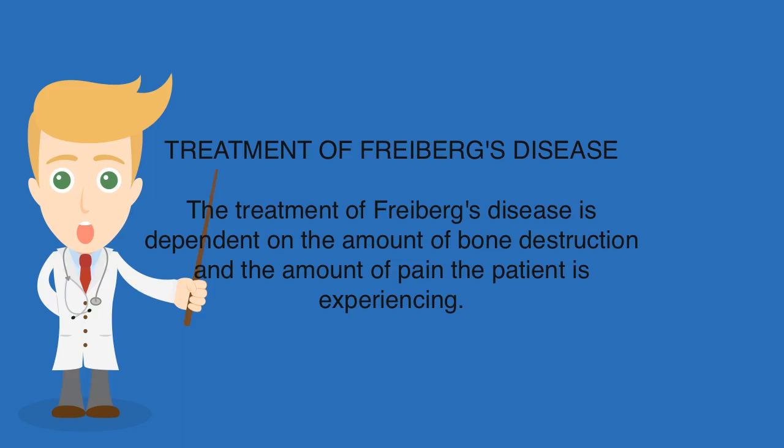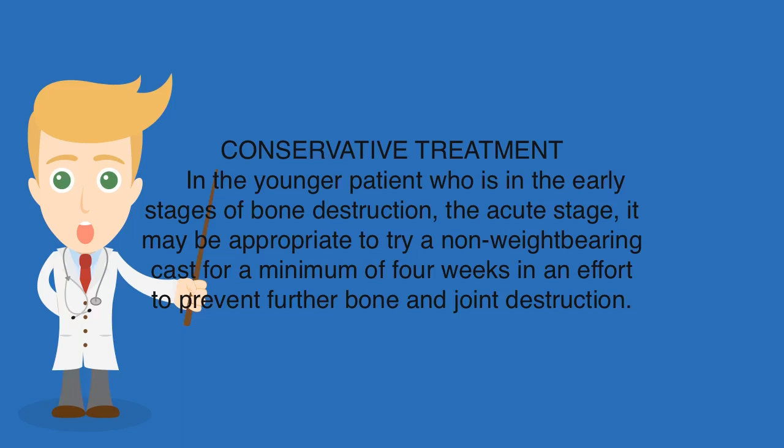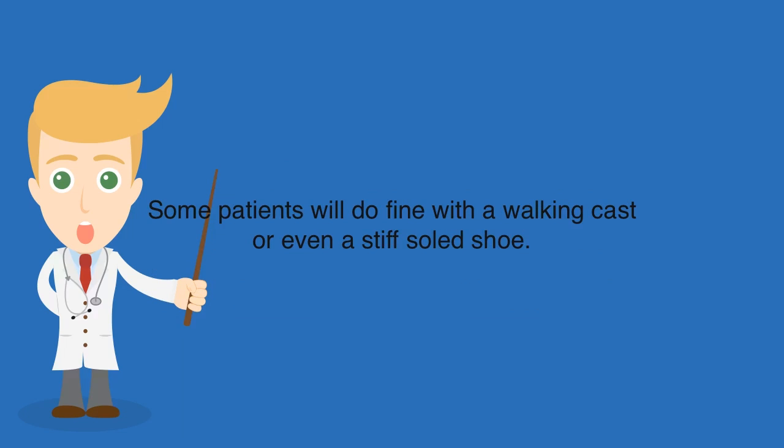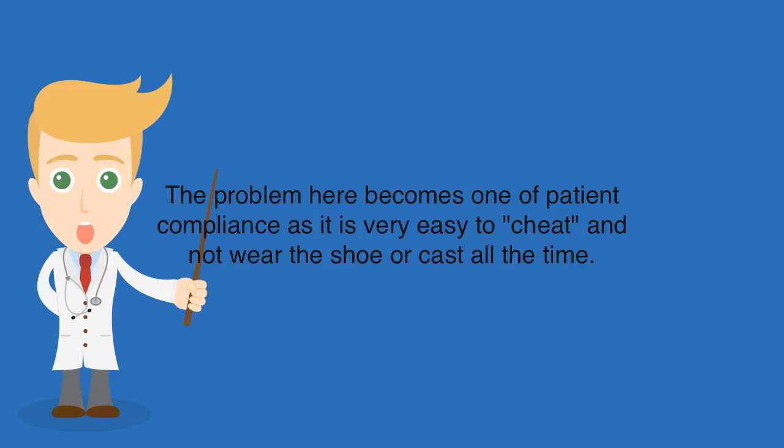Treatment of Freiberg's disease. The treatment of Freiberg's disease is dependent on the amount of bone destruction and the amount of pain the patient is experiencing. Conservative treatment. In the younger patient who is in the early stages of bone destruction, the acute stage, it may be appropriate to try a non-weight-bearing cast for a minimum of 4 weeks in an effort to prevent further bone and joint destruction. Some patients will do fine with a walking cast or even a stiff-soled shoe. The problem here becomes one of patient compliance, as it is very easy to cheat and not wear the shoe or cast all the time.